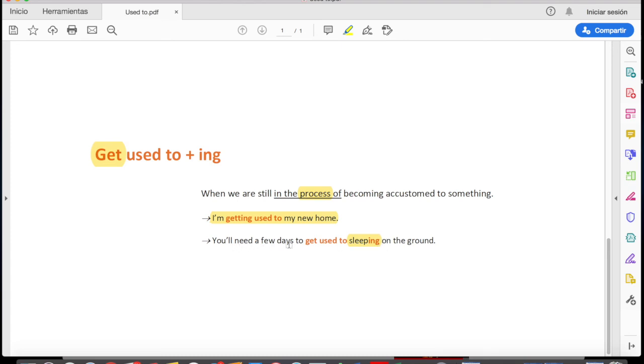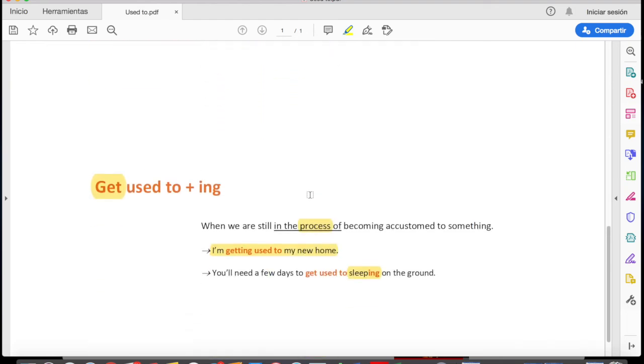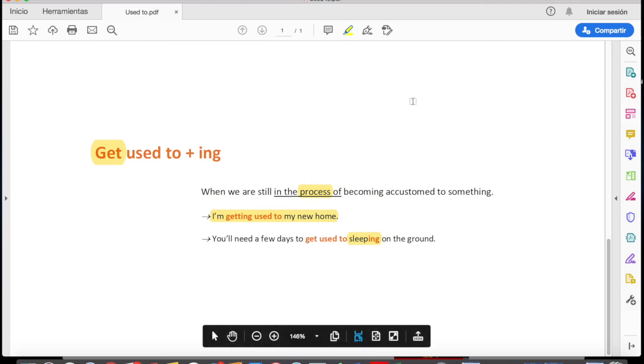Okay. You'll need a few days to get used to sleeping on the ground. Necesitarás unos pocos días para acostumbrarte, we are talking about a process again, acostumbrarte a dormir sobre el suelo. Okay? So remember that the big difference between be used to and get used to is that with get used to, we are in the process of becoming accustomed to something. Okay? That's it. That's not so difficult, right?